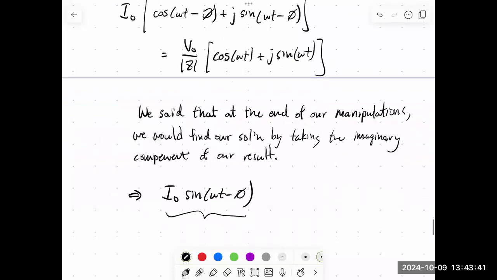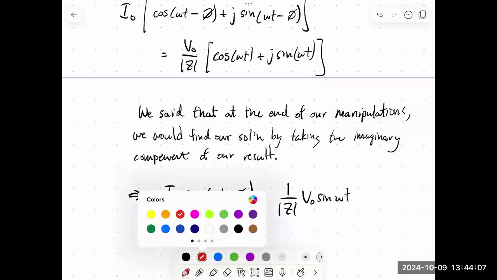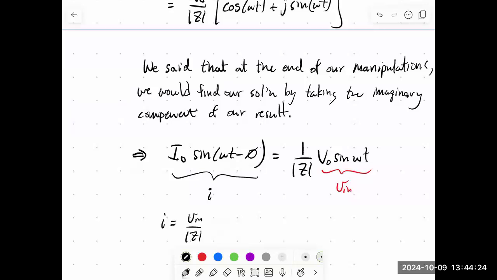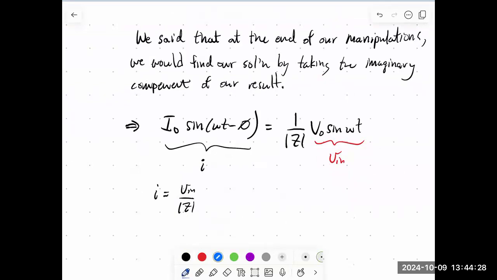If you look at this, this is just our current. And that has to be equal to the imaginary part on the right, V naught over the magnitude of Z times sine omega t. I'm going to write it this way: 1 over the magnitude of Z times V naught sine omega t. But this is exactly what we had for V in. Sorry, no, I can't do that. Let me just leave it like this. Current is equal to V in divided by this impedance.